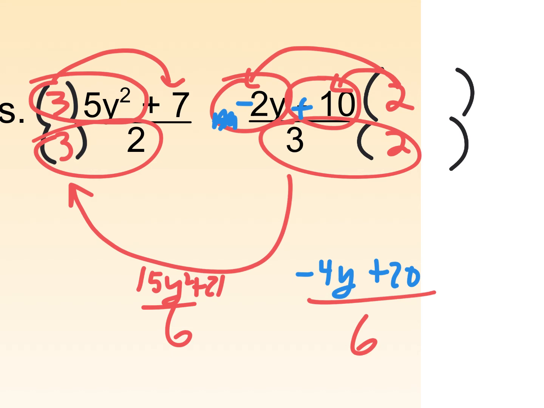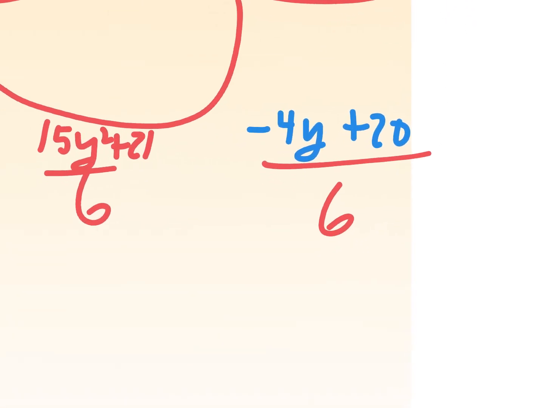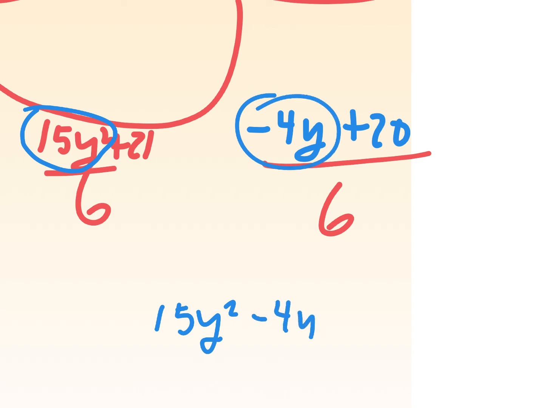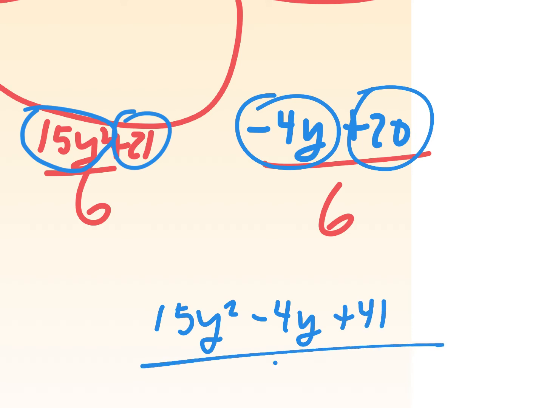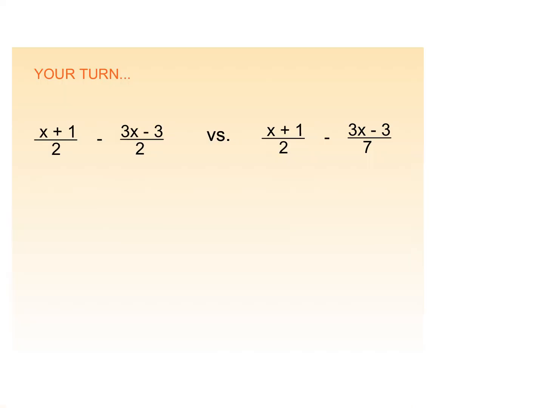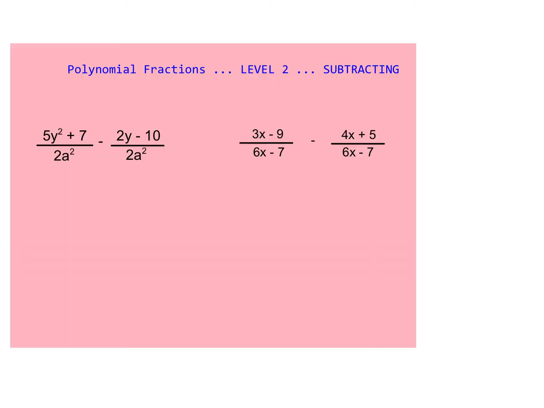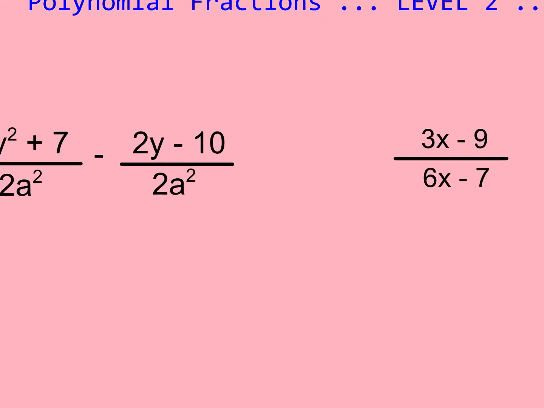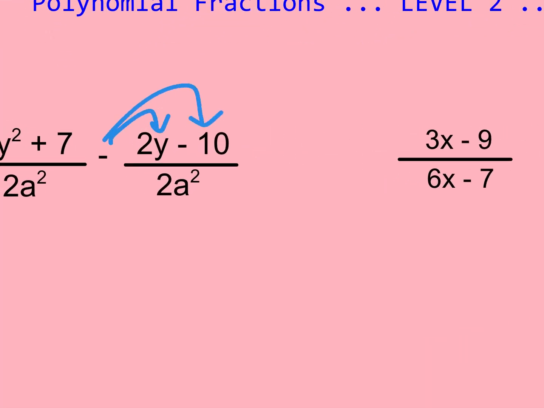I know that negative part got tricky. We'll do another one like it in the homework. 15y squared minus 4y plus 41 all over 6. Did anybody have it before I did? A lot of people getting this. Okay. I feel like this is just a complete repeat of last time, so we're not doing it. And this is just subtracting, which is easy as long as you remember to distribute the negatives. That's the big thing. Try not to forget that.